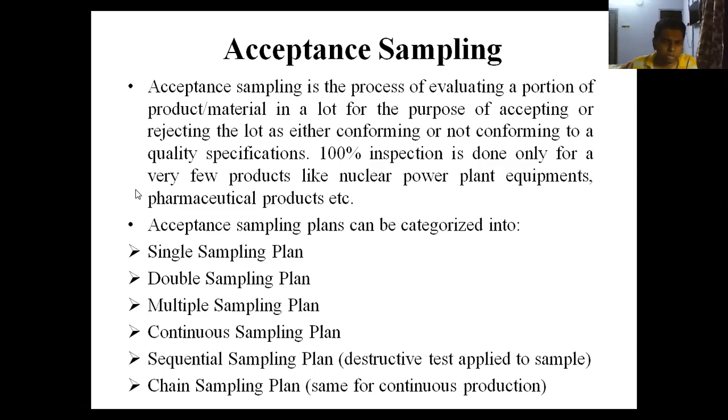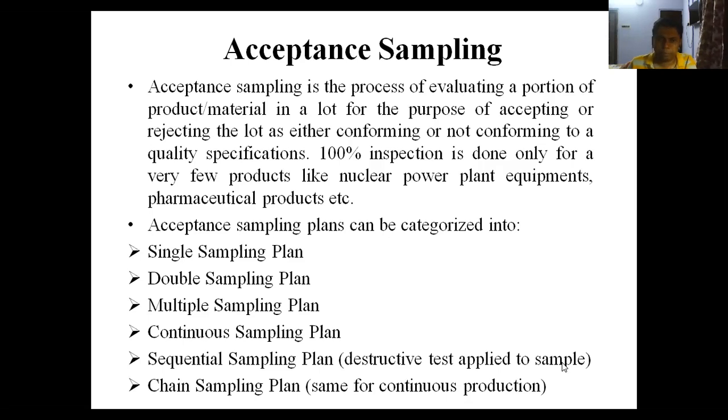And also the chain sampling plan is there. Chain sampling plan also deals with destructive types of tests, but that is for continuous production, whereas the sequential sampling plan is used for batch type of production. But sequential sampling plan and chain sampling plan we will not discuss in our course, because there are a lot of mathematical expressions.